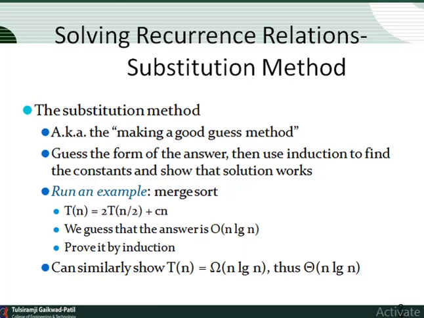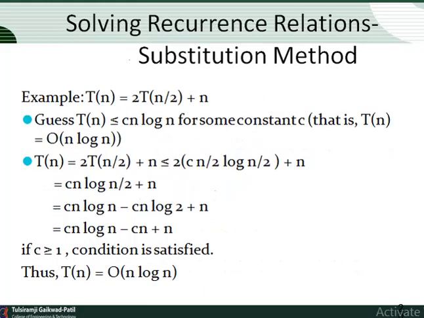The third method is the substitution method. The substitution method is also known as the making of a good guess method. Guess the form of the answer, then use induction to find the constants and show that the solution works. We can run an example with the help of merge sort. The simple equation is t of n is equal to 2t of n by 2 plus cn. Guess that the answer is order of n log n. Prove it by induction, and accordingly all these values can be calculated with the substitution method.